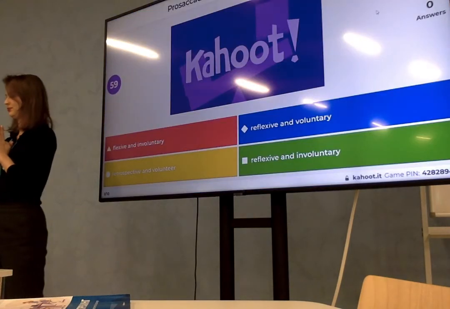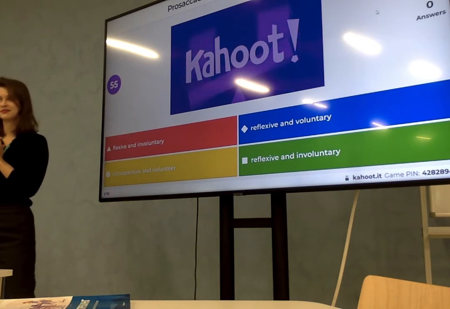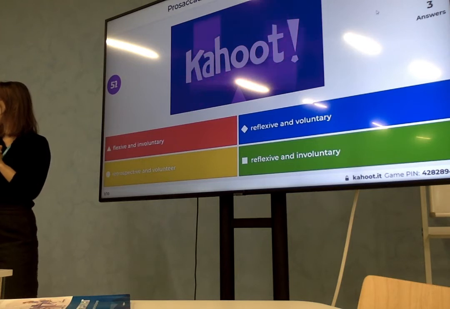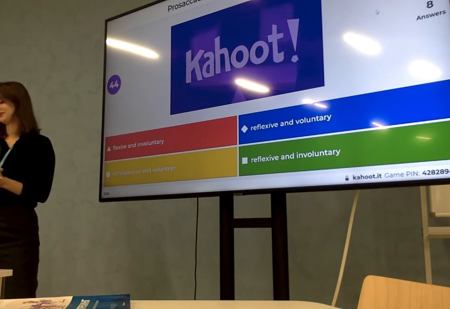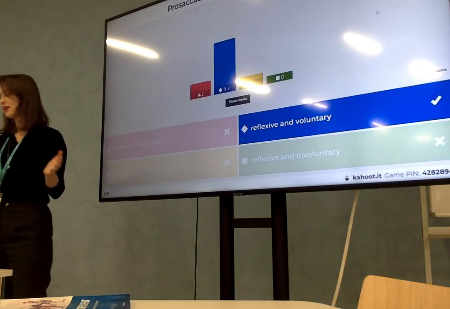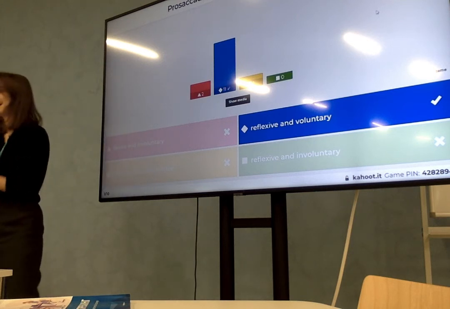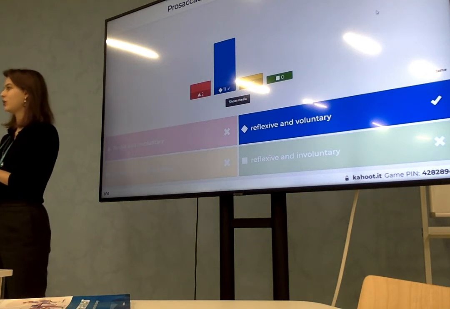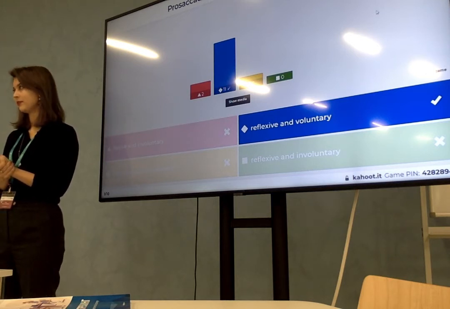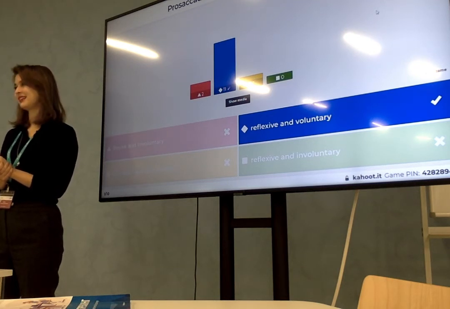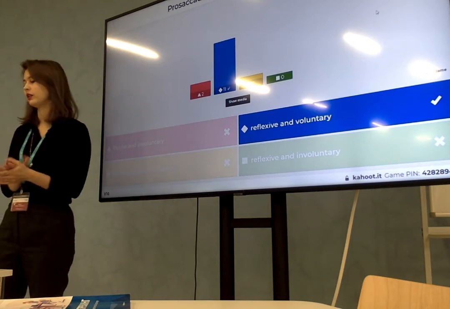Prosaccade paradigms are divided into reflexive and voluntary. What does reflexive mean? Reflexive, how do you understand it? Reflexive paradigm. People, speak up. Reflex, you do it from your inner will. It's not like you control it. And voluntary.